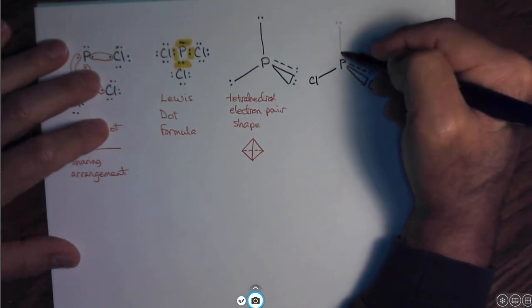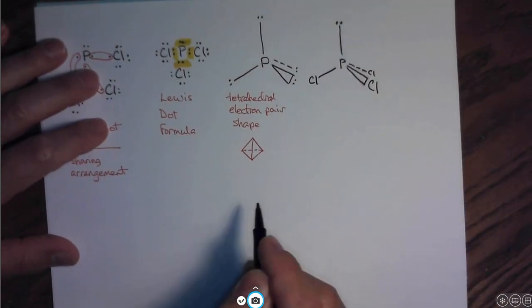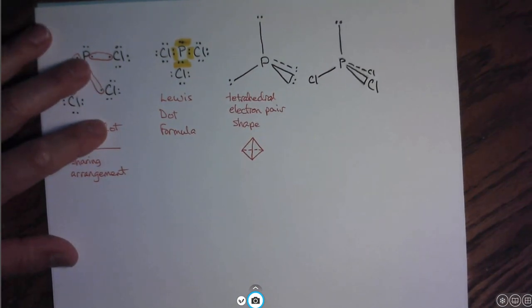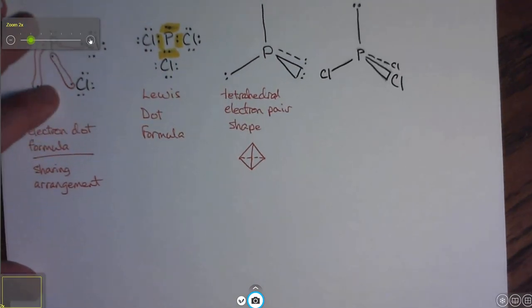And then we got this lone pair of electrons up here that isn't bonded with anything, so it's going to stay there. Can you zoom in? That's a tetrahedral modified electron pair shape? You got it. Thank you.